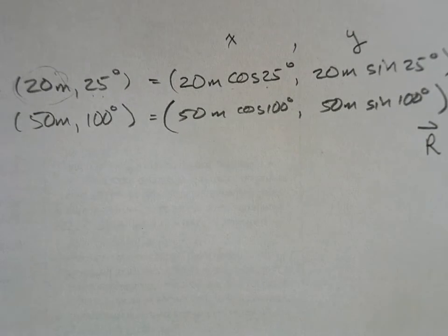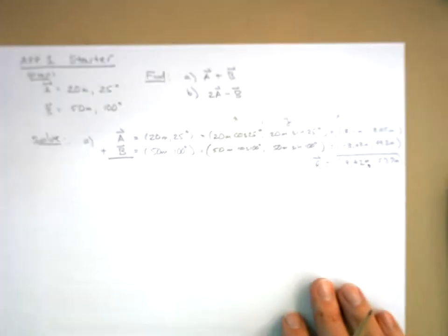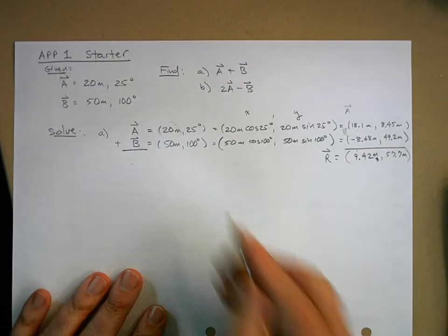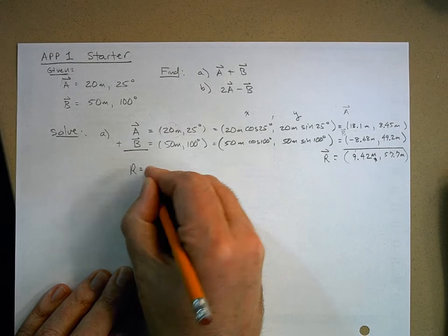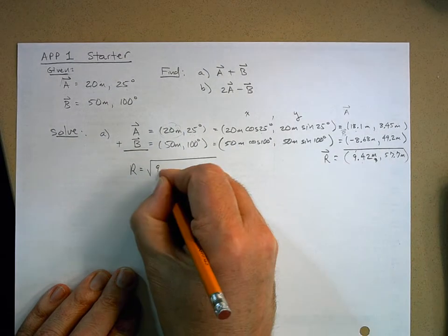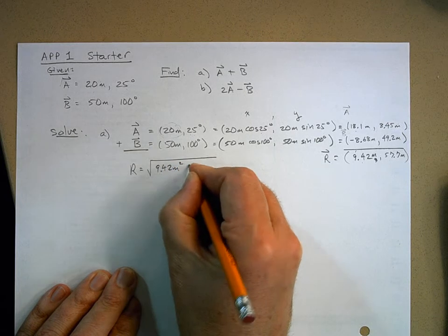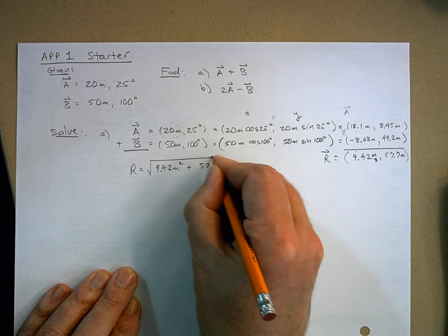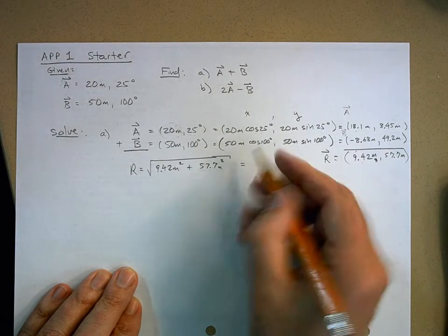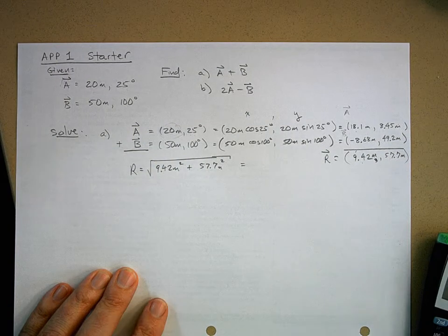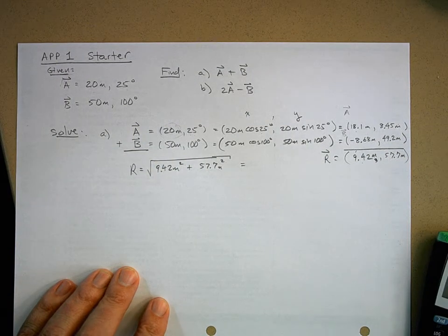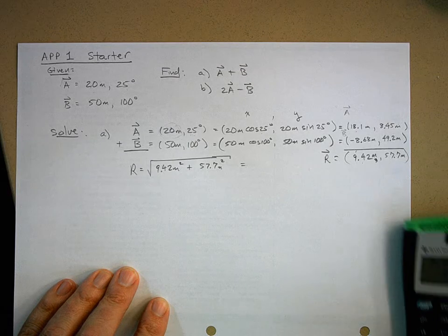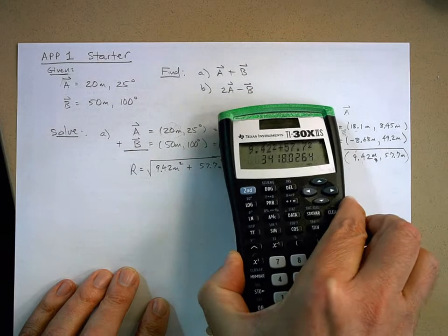So let me zoom back out. So I'm going to say that r is equal to the square root of the x component squared plus the y component squared. Take the square root, and we'll round it off to two significant figures, and it should be right even though I've been messing around. So 9.42 squared plus 57.7 squared equals, and I get this big number. Yeah, there we go.